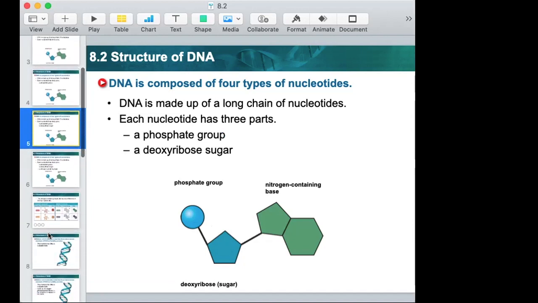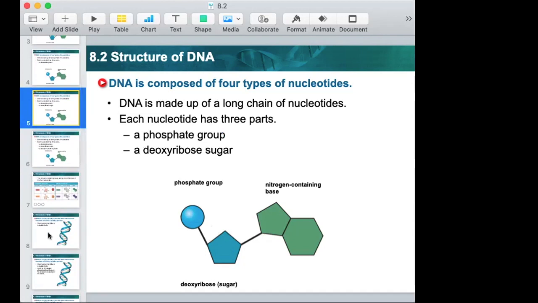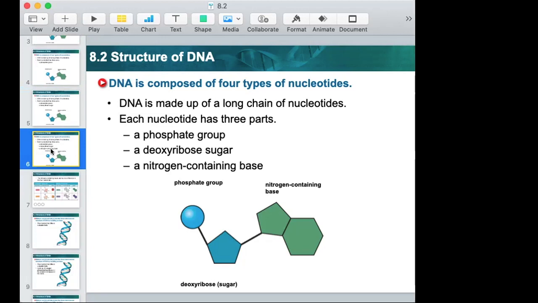Is that why it's called deoxyribonucleic acid? Exactly right. Yes. And RNA is called ribonucleic acid because it has a ribose sugar instead of deoxyribose. Yes, the name tells you what's in it. And then you have a nitrogen-containing base, which you might see as a pentagon and a hexagon, as you see right here, or 2 hexagons.